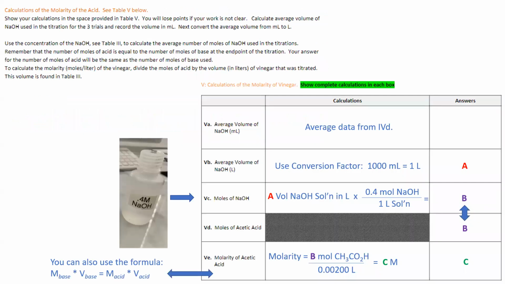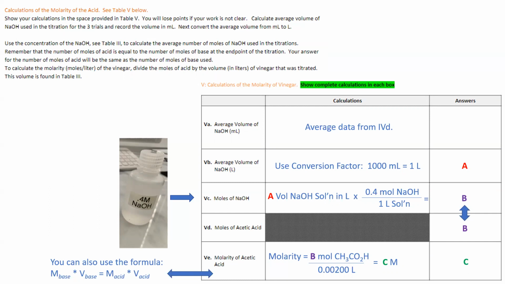Okay, so moving on to calculating the molarity of the acid, and we are in the calculations in table 5. So we're going to average out the volume of sodium hydroxide. Again, we have at least 3 trials where the volume was within 0.5 milliliter from each other. Take all of that data, average the data, so add it up, divide by however many precise trials you did, and then get the average volume of sodium hydroxide that was required to reach the endpoint.